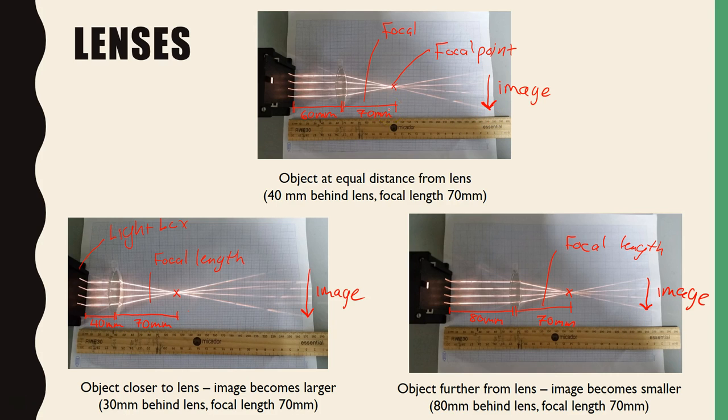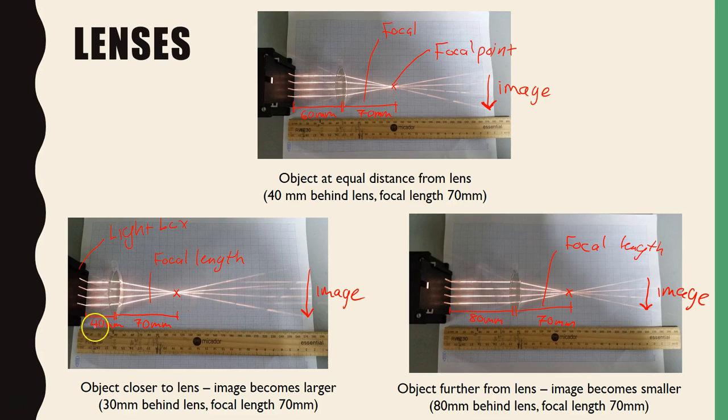We'll start with this one here. The object, or the light box, is placed 60 mm from the lens. At this point, the light begins to hit the lens, it will converge, and this will be the focal point here, where the light rays meet. The focal length is the distance from halfway through the lens to the focal point, and that's 70 mm. Again, the distance from the light box to the lens is 60 mm, and the distance from halfway through the lens to the focal point is 70 mm.